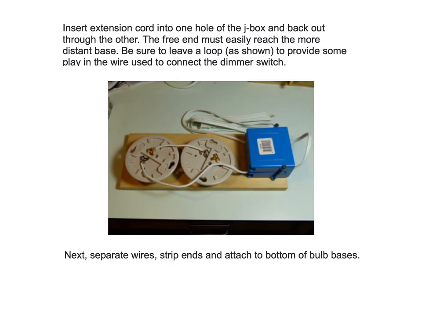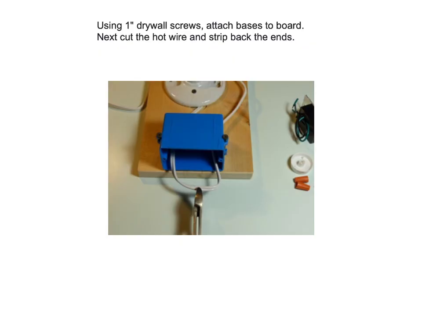Next, using a utility knife, separate the wires of the extension cord, strip the ends, and attach to the bottom of the bulb bases. You'll need about a 6-inch piece of wire stripped at both ends to connect the bulb bases. Use 1-inch drywall screws or panhead screws to attach the bases to the board.